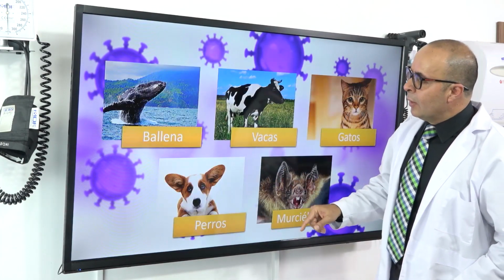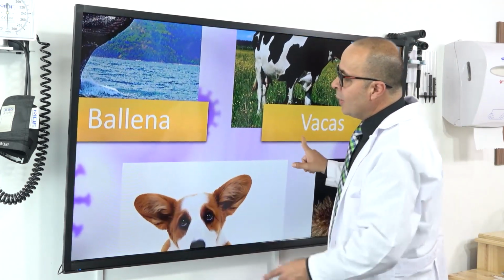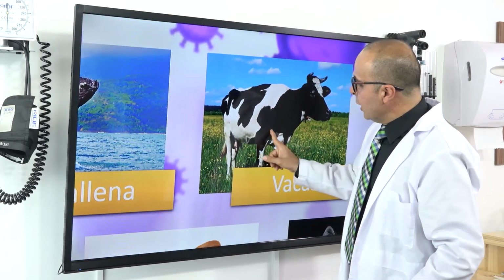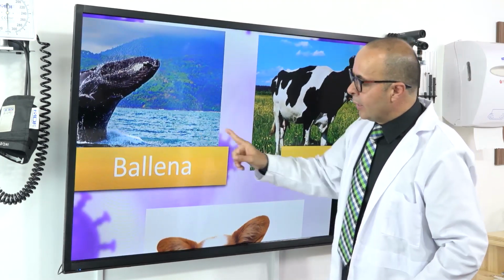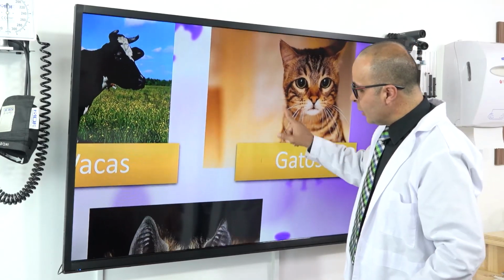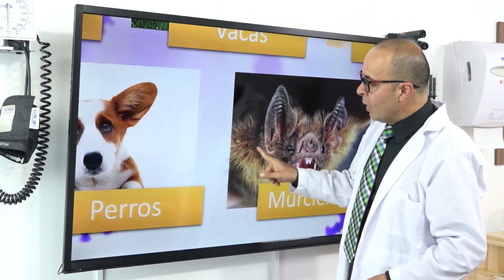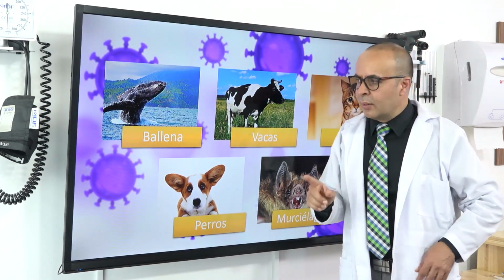This family is so broad. For example, we have a virus from this family that specifically infects whales. We have another virus that's specifically for cows. The one for cows will not infect the whales. And we have one specifically for cats. And of course, we have one for bats. And finally, one for dogs. There are more than 300 members in this family.